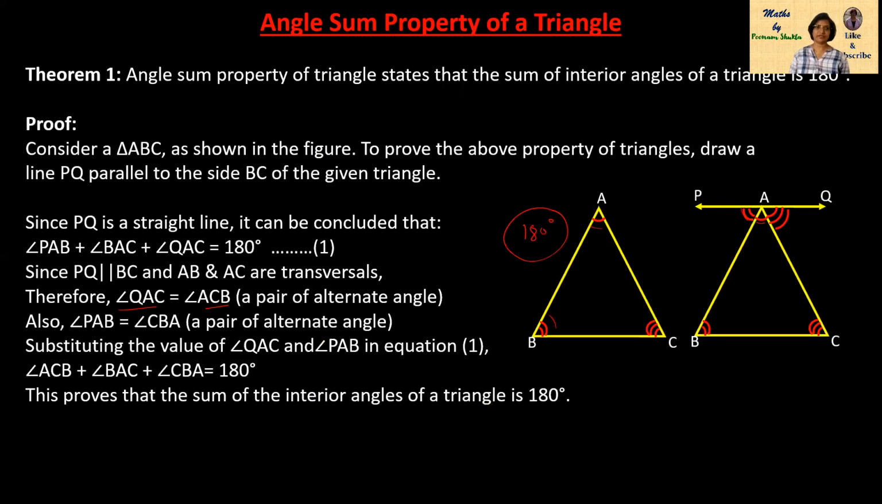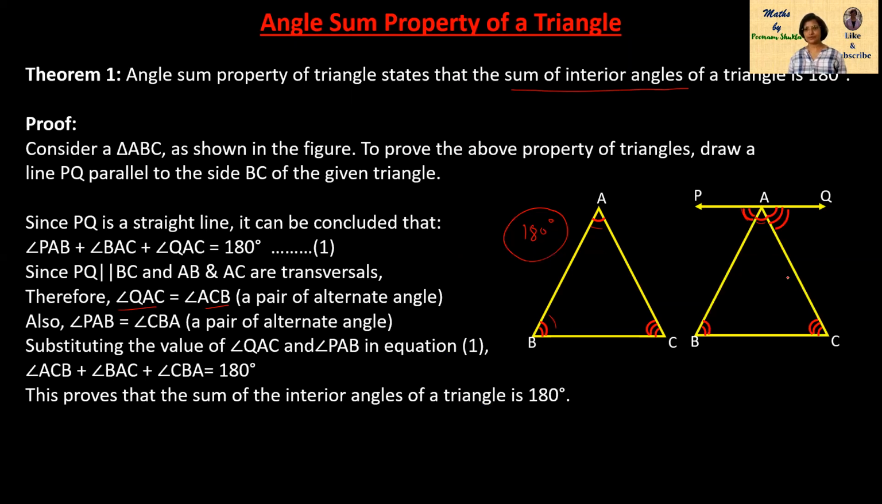So theorem 1 says the angle sum property of a triangle states that the sum of interior angles of a triangle is 180 degrees. So what do we have to prove? The sum of interior angles. What are interior angles? Just now I told you angle ABC, angle BCA and angle CAB are the interior angles, right? And the sum of these three angles is 180, that we have to prove here.